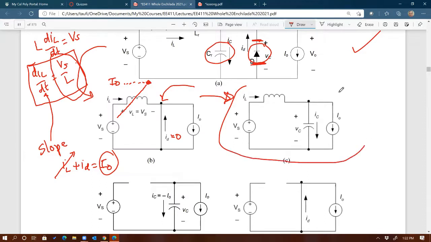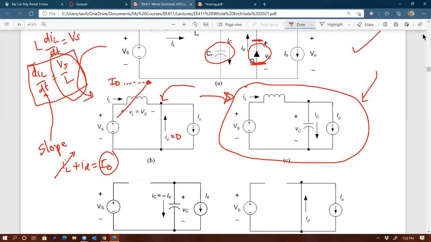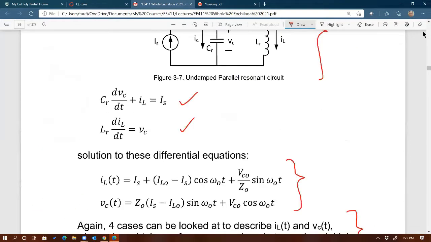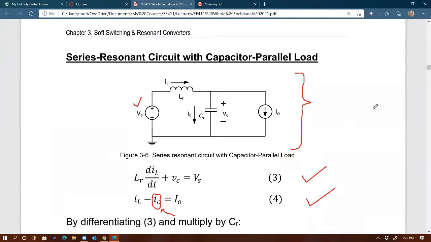What do you call this circuit? Remember the one that I asked you to memorize? Not memorize, remember from the earlier section? What do you call this circuit? Anybody? You don't remember? Here, I'll show you again. Series resonance with parallel load. Yes, right here. See that? It's exactly the same as that circuit, isn't it?